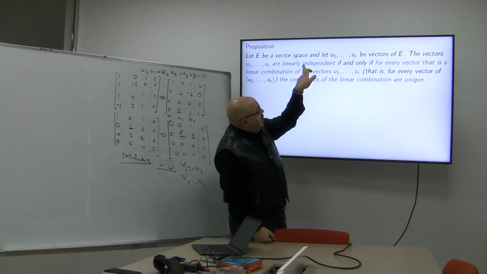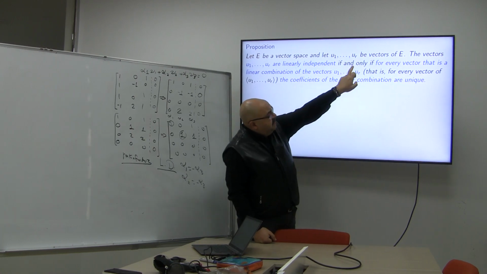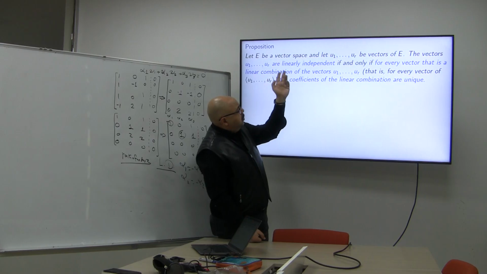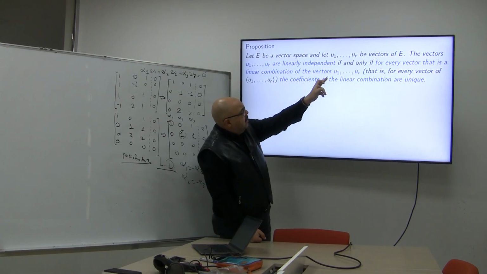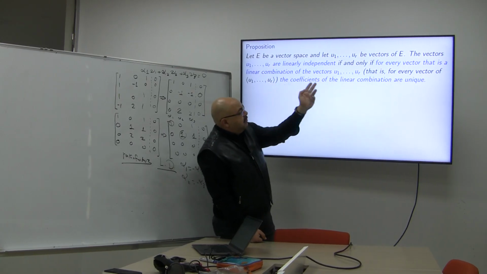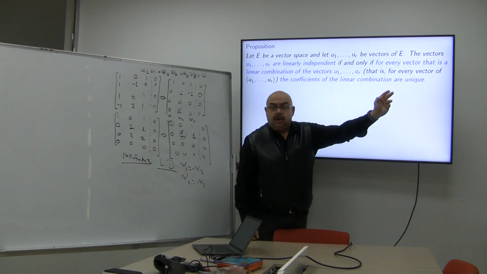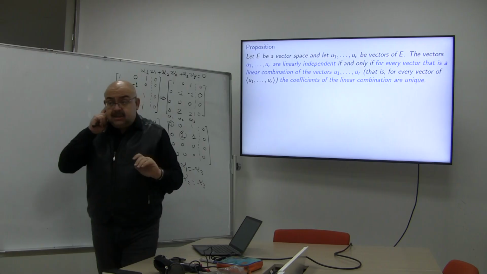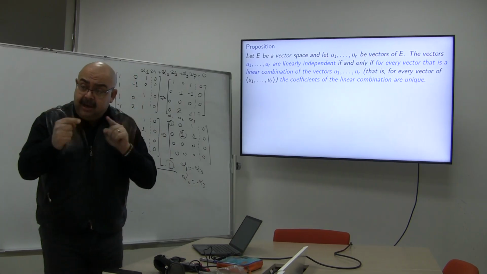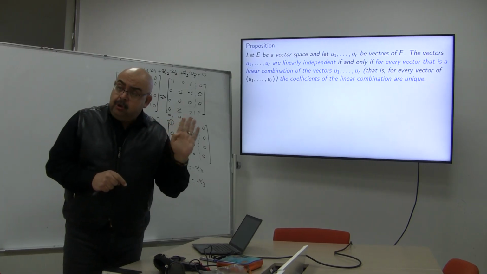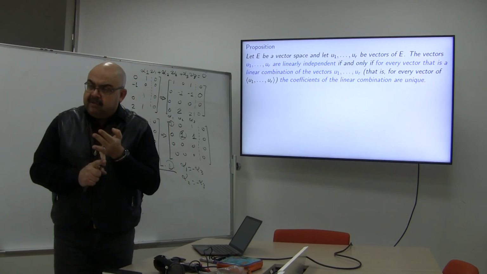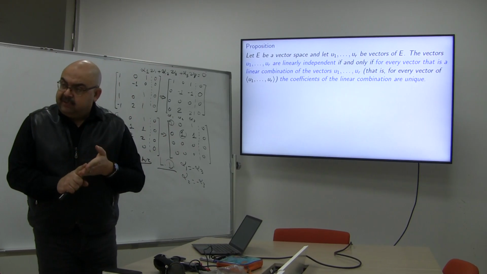It says they are linearly independent if and only if for every vector that is a linear combination of the vectors u1 to ur, the coefficients of the linear combination are unique. Meaning any other vector you want to get inside the set of E will be a linear combination of u1 up to ur with specific values of alpha 1, alpha 2, alpha 3 and alpha 4.